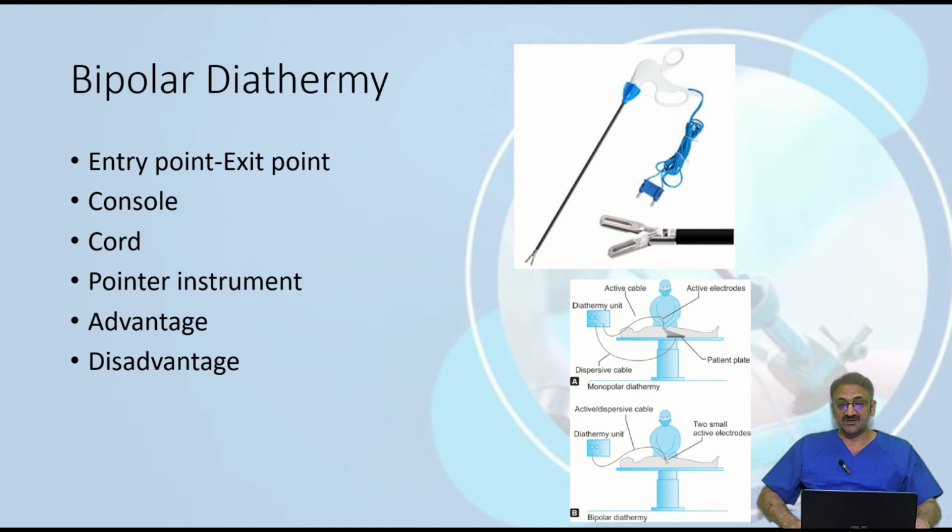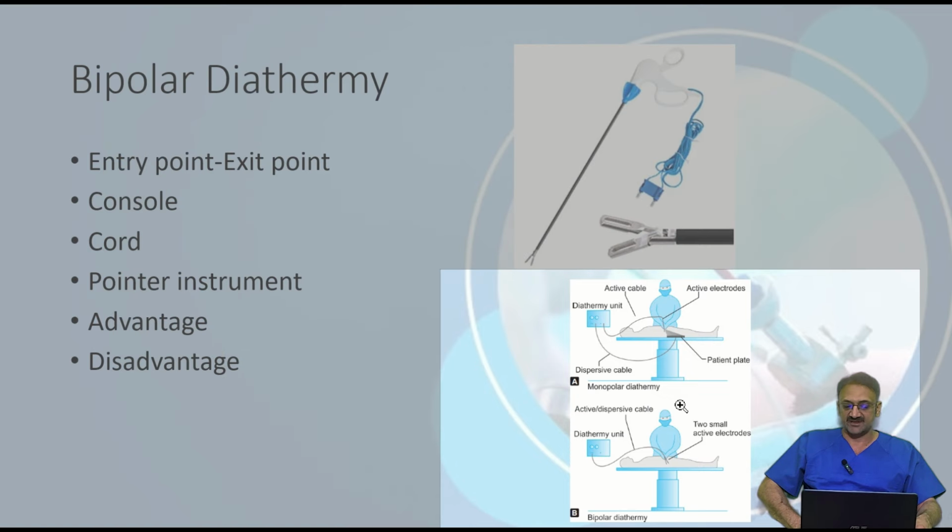Then comes the bipolar diathermy. Of course, the bipolar diathermy is actually the same as the monopolar diathermy. In it, there is a console, there is a cord, and there is a pointer instrument, and there is an entry point and an exit point. But the entry point is through one jaw of the instrument, and the exit point is through another jaw. So the current does not have to flow through the body to go back to the console. So this is basically the mechanism of the bipolar diathermy.